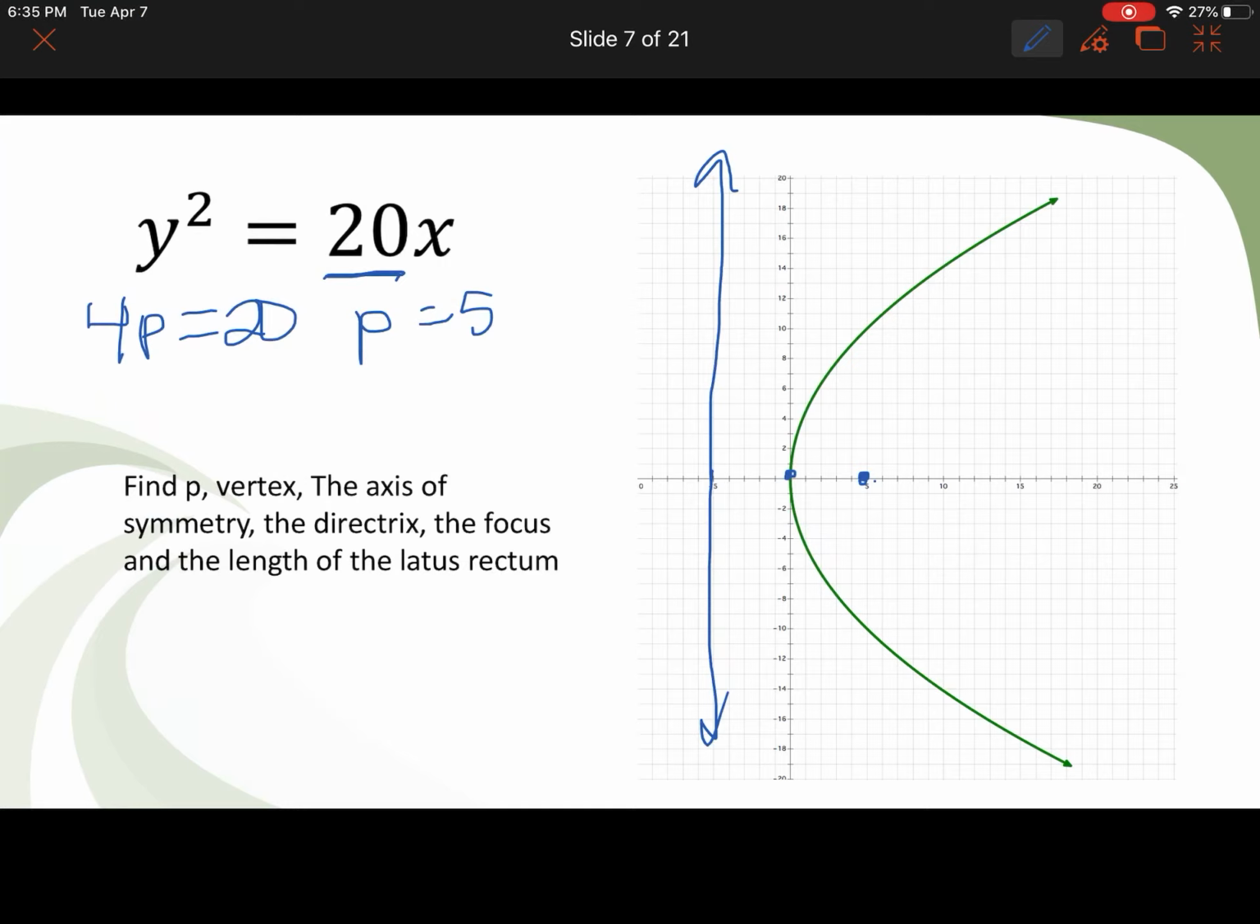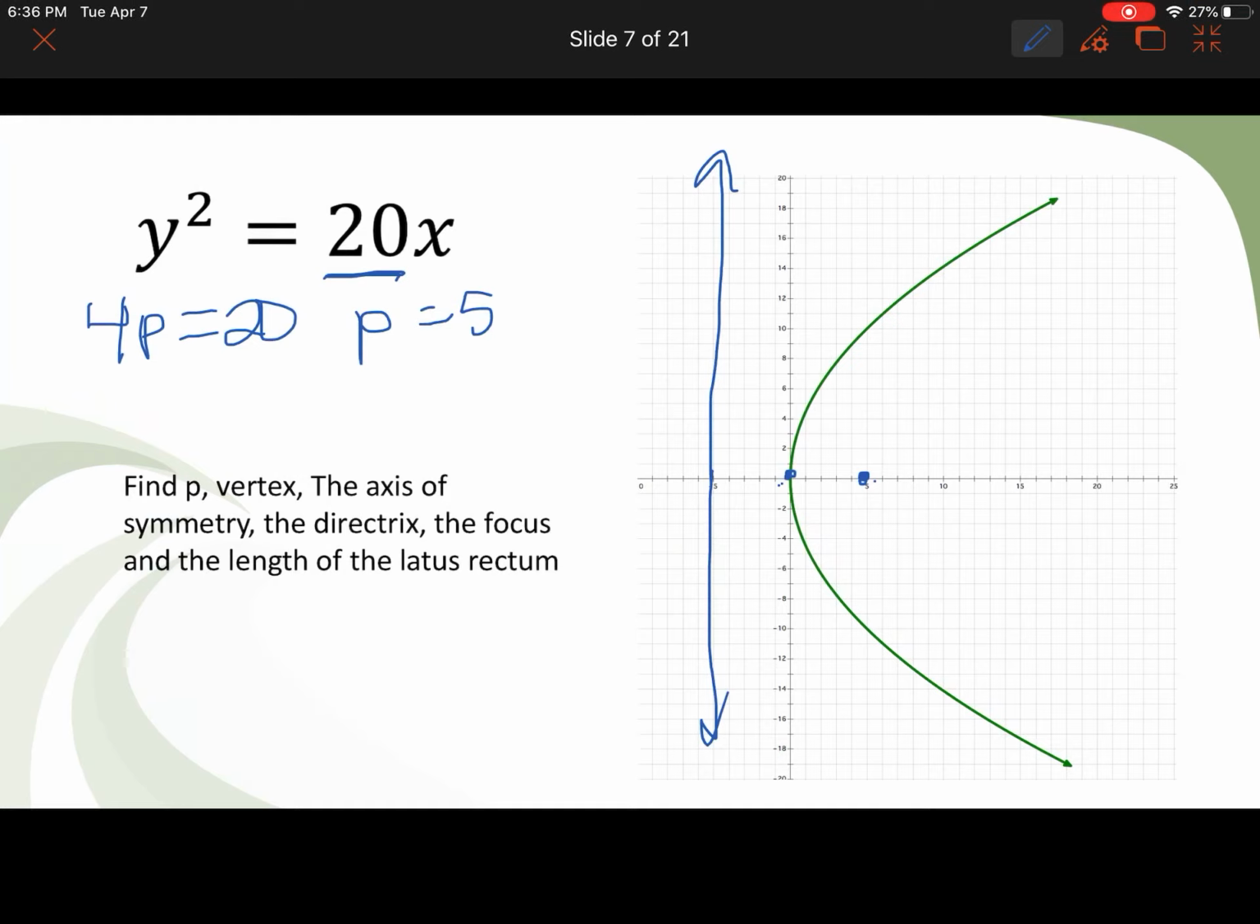You can almost picture the parabola as being repelled by the directrix, right? It kind of pushes away from the directrix. That's the way it opens. All right, so there's P. So the directrix is the opposite direction from the inside of the parabola, right?